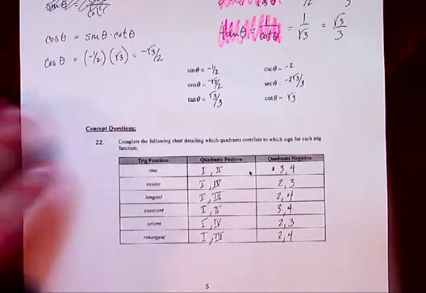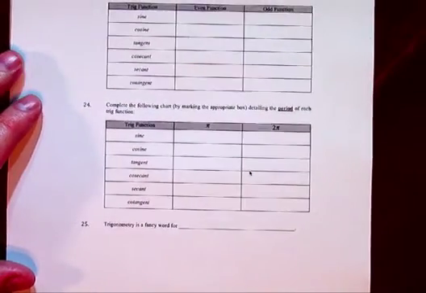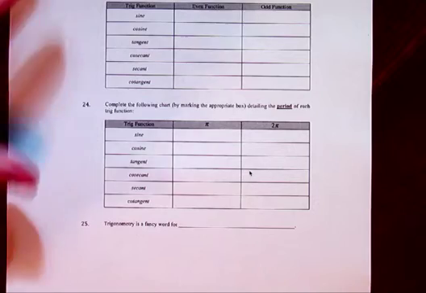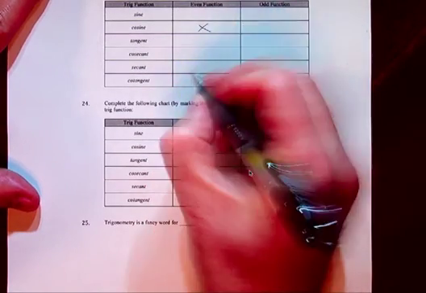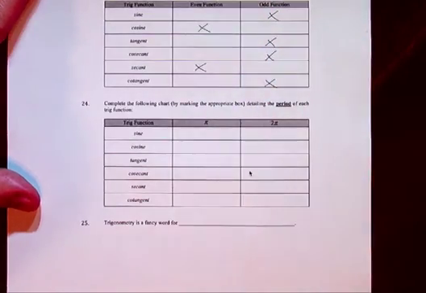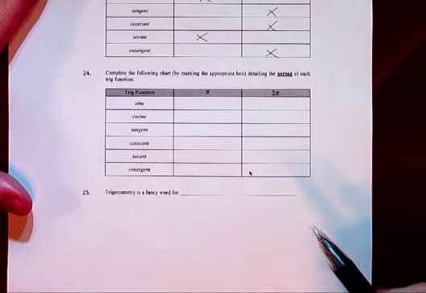Alrighty, let's move on to this one right here. Complete the following chart by marking the appropriate box detailing the symmetry of each trig function. Now, remember, the only even ones are cosine and secant. The rest are odd. And this next one basically asks what the periods are.